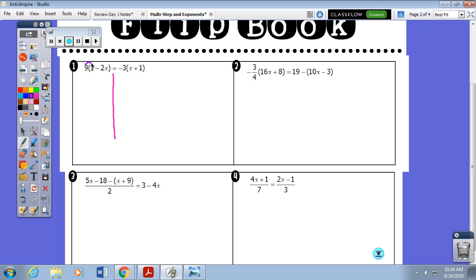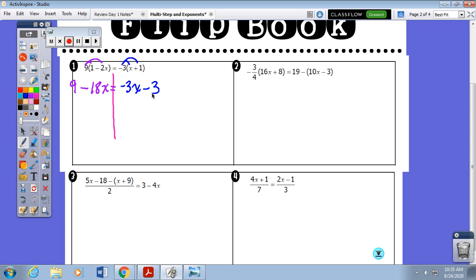So I'm going to take this 9 and distribute. 9 times 1 is 9. 9 times negative 2x is a minus 18x. Just make sure you distribute to each piece. So negative 3x, negative 3 times 1 is a minus 3.